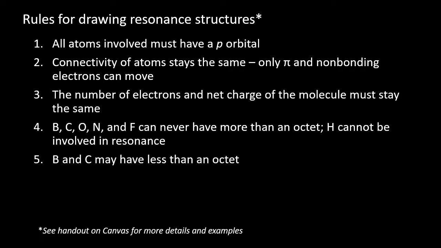Boron, we typically won't see in this class, but carbon can have less than an octet. And when it has 3 bonds, it has a positive charge. All right, so that's something we'll actually see in our first example.